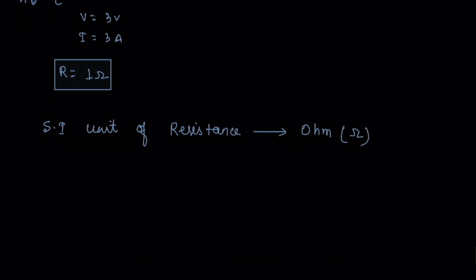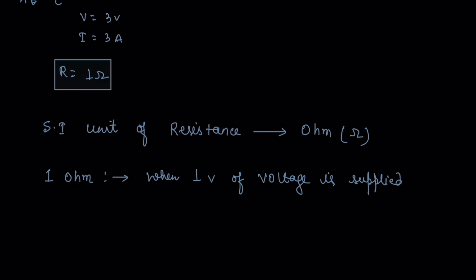So how can we define 1 ohm? 1 ohm is defined as when 1 volt of voltage is supplied and 1 ampere of current is formed, then it is said to be 1 ohm resistance.